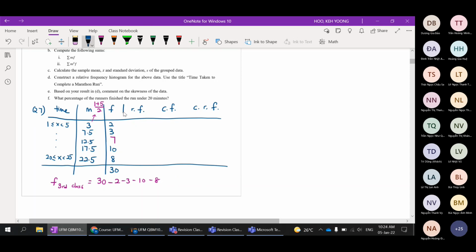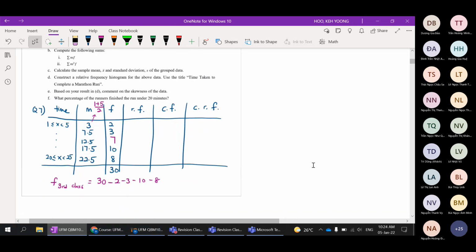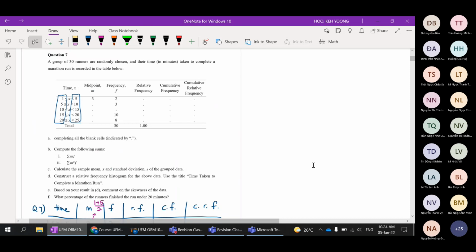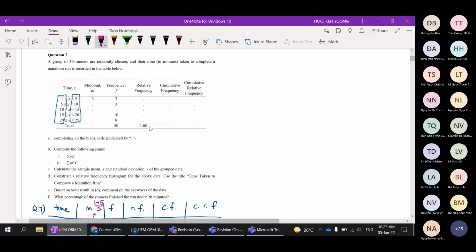Then next what we have is... Teacher, can I ask you about F? Yes. F is the frequency. I'm writing the short form from the table above. Relative frequency, I write it as RF. Please refer to the tables given by the question.